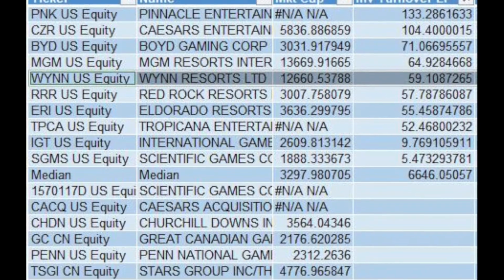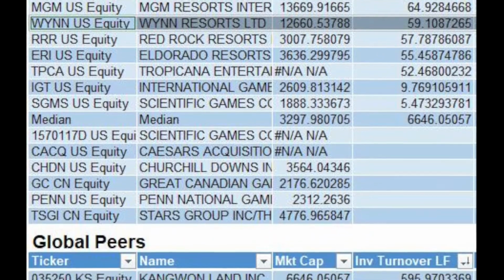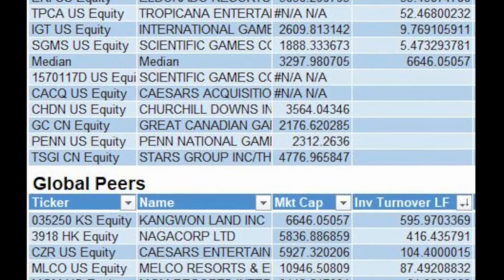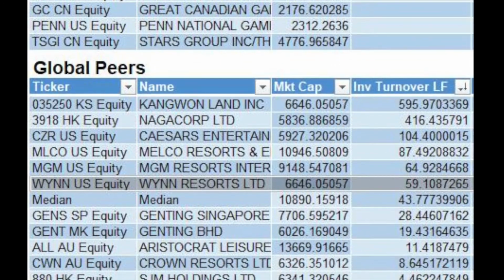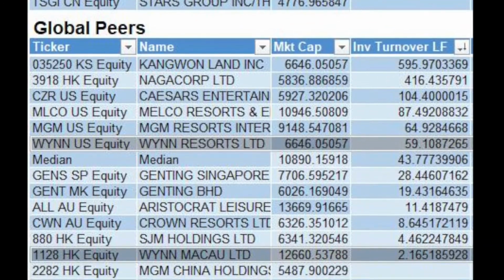Inventory turnover ratios show how many times a company's inventory is sold and replaced over a given period. When comparing Wynn to its North American and global peers, their ratio is just above the peer median.